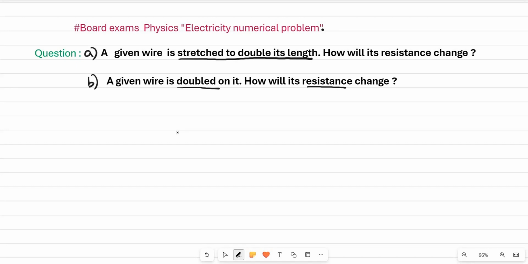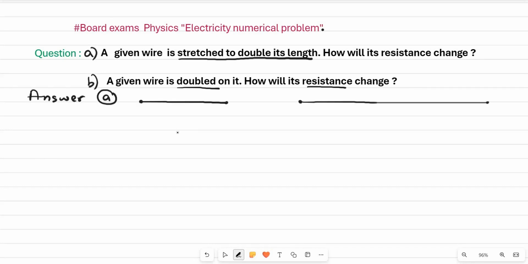So the two questions look alike, but they are not alike. In the first case, a given wire is stretched and its length is doubled. In the second case, a given wire is folded on itself, doubled. That means its length is in a way halved. And we have to tell what happens to the new resistance. From the coming board examination point of view, these two questions are very valuable, so I felt I should make a video on this. So I'm answering the first question.